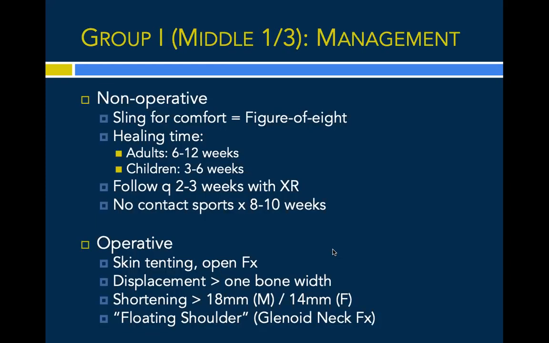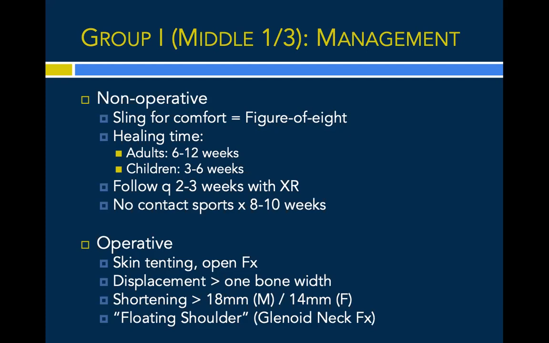So these group 1 or type 1 middle third fractures are typically managed non-operatively. We'll put them in a sling for comfort, which is equally as efficacious as a figure of 8 for managing that discomfort. So when you see young kids come back to clinic and they can't wait to get out of that figure of 8 brace, these are really just being used for their comfort. They didn't need to be in them to begin with.